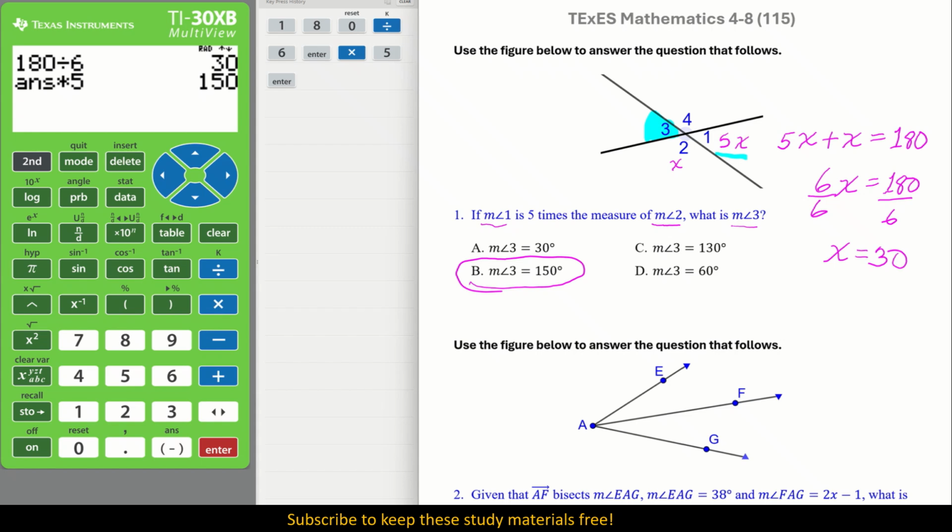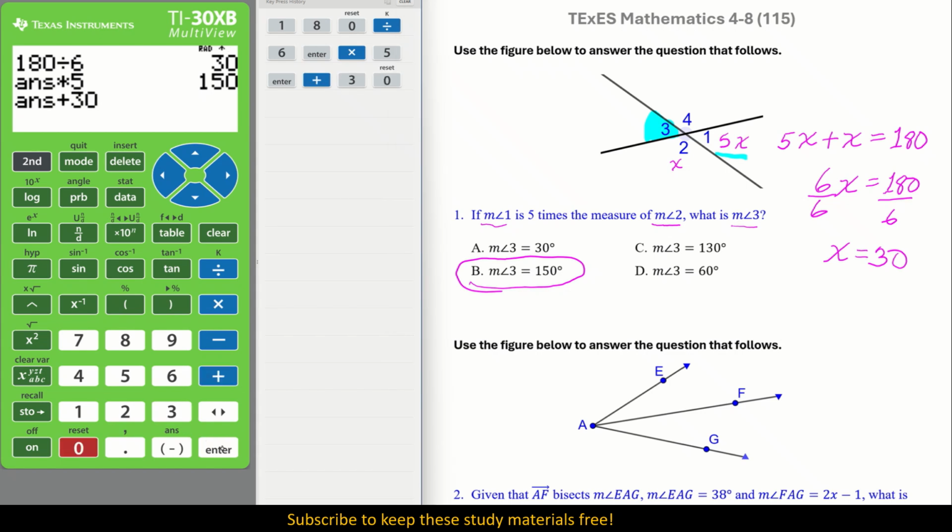Now, if we are correct, and we say B is 150, when we add it back to x, we should get 180. So what was the value of x we got? It was 30. So plus 30, and of course, you see it's 180. Always double check to make sure.